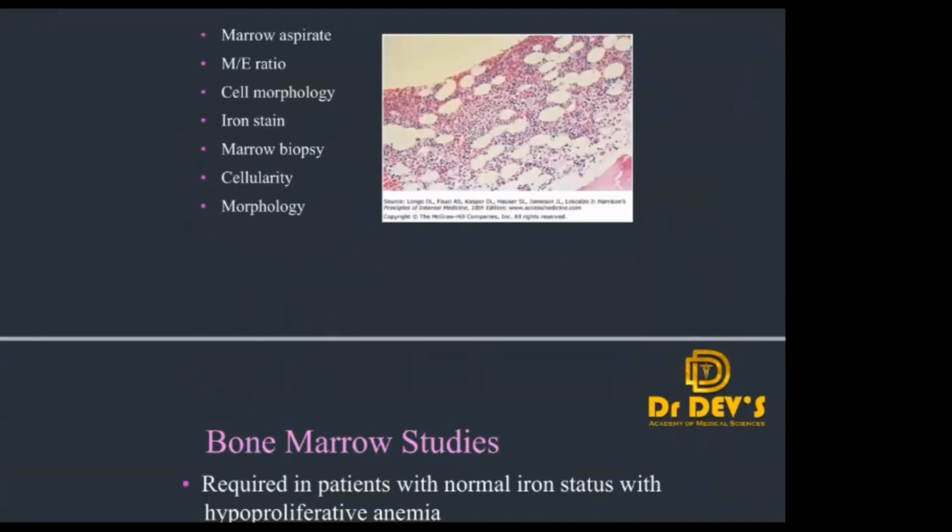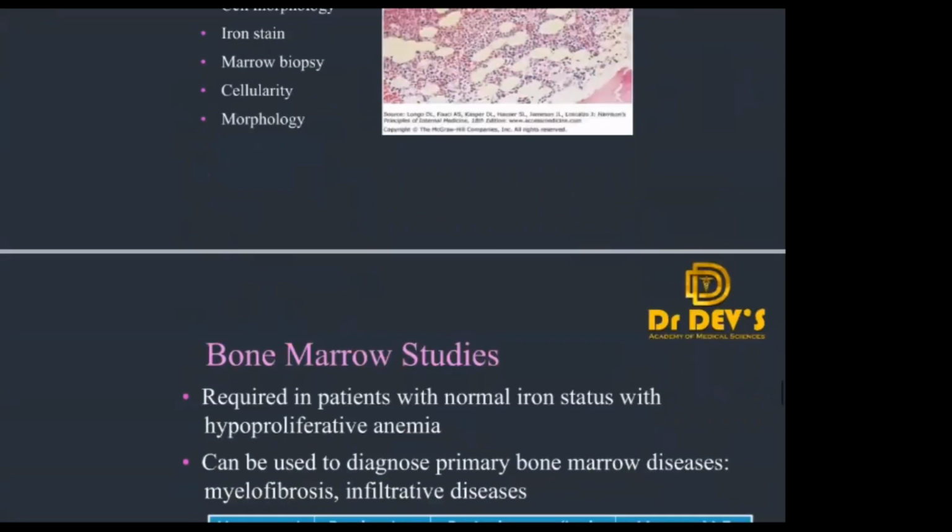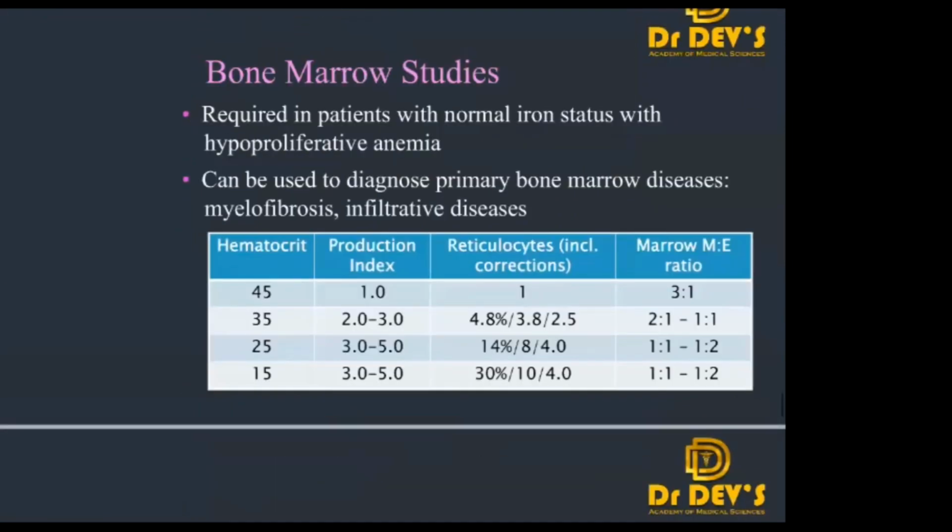What kind of iron stain is in the marrow? What is the cellularity in the bone marrow? Or what is the morphology in the bone marrow? So these are the reticulocyte production index and marrow M:E ratio.